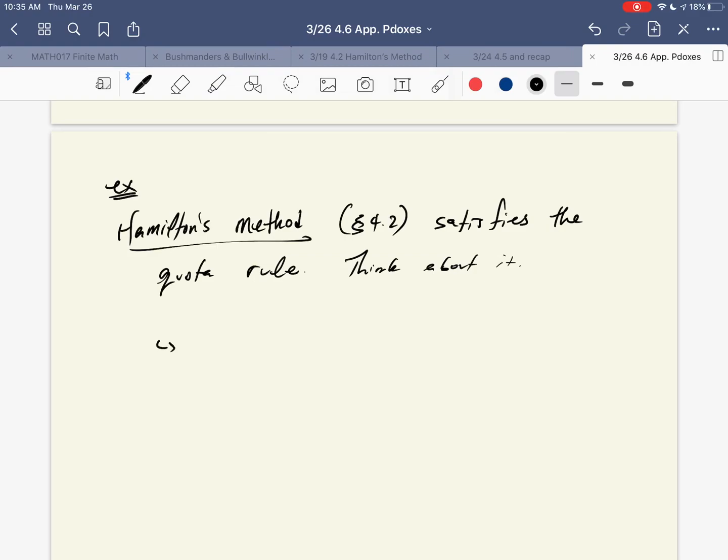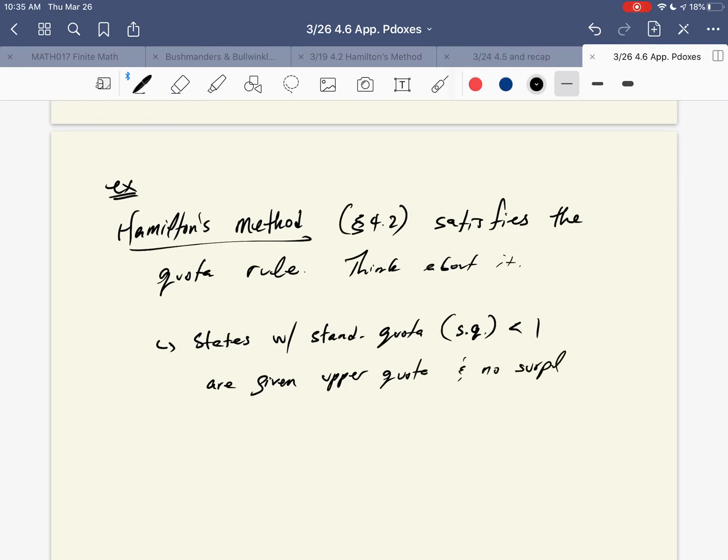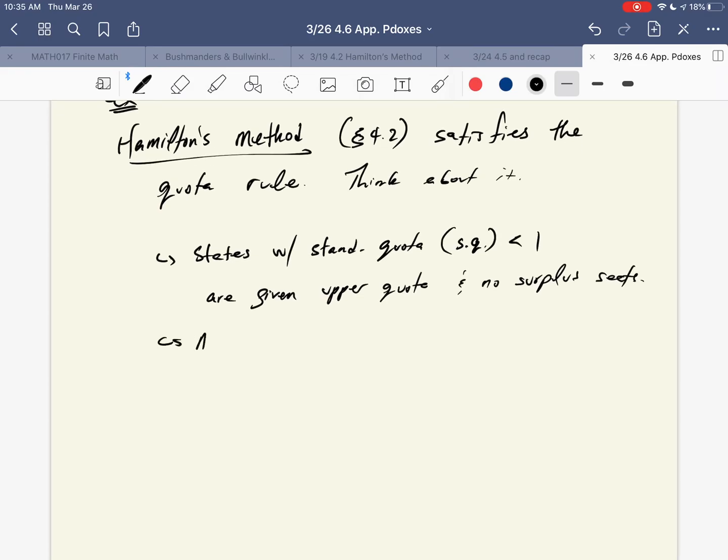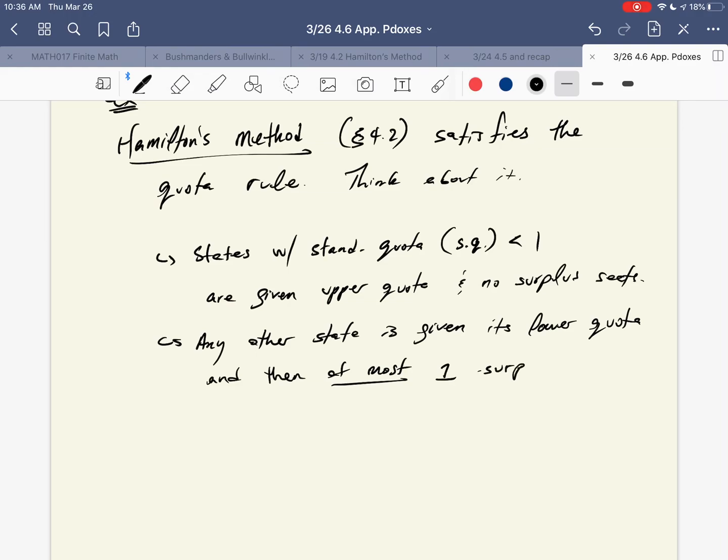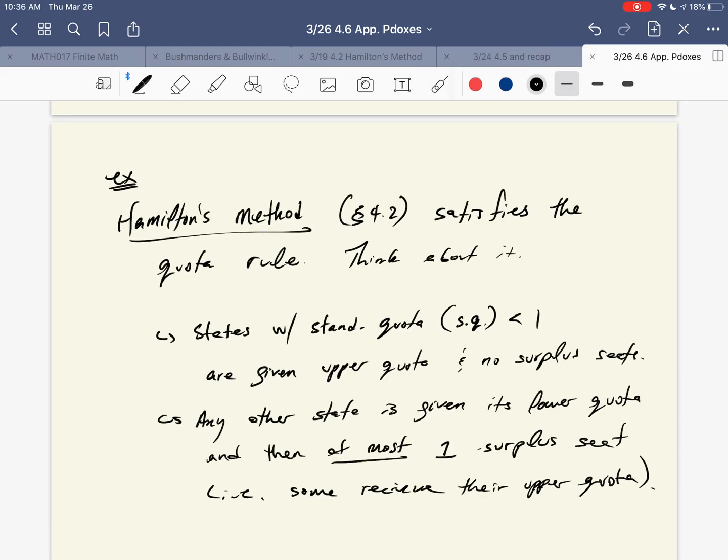Good, so states with standard quota, I'm going to start abbreviating this SQ, less than 1 are given upper quota and no surplus seats. And then any other state is given its lower quota and then at most 1 surplus seat, i.e. some receive their upper quota. Good. So that works.